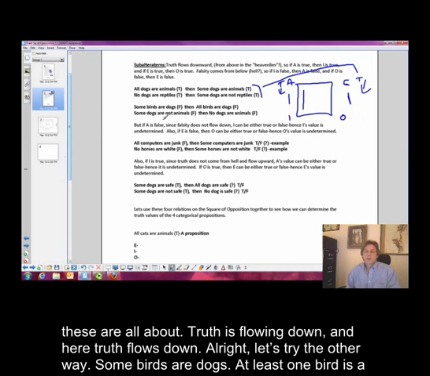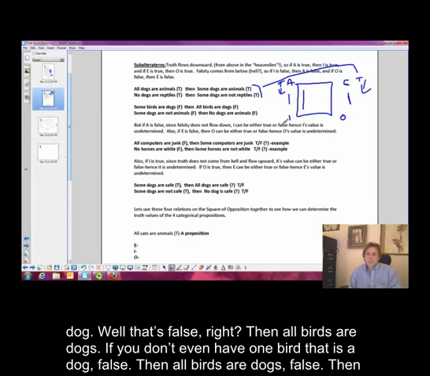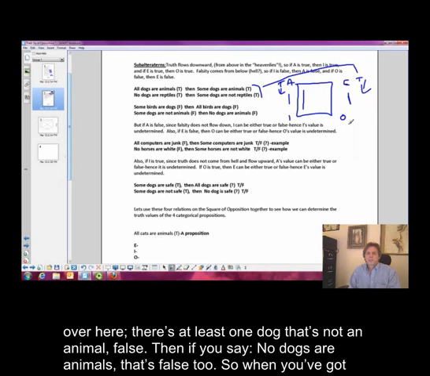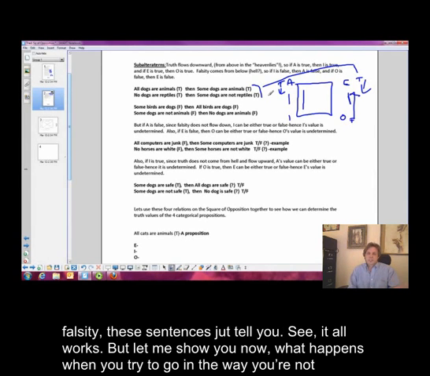All right, let's try the other way. Some birds are dogs. At least one bird is a dog. Well, that's false, right? Then all birds are dogs. If you don't even have one bird that is a dog, false. Then all birds are dogs, false. Then over here, there's at least one dog that's not an animal. False. Then if you say no dogs are animals, that's false too. So when you've got falsity, these sentences just tell you. You see, it all works.